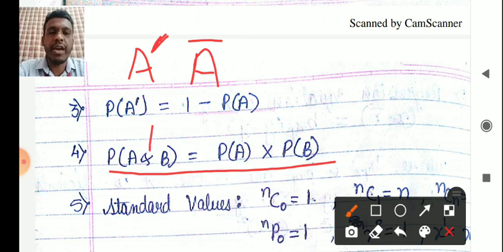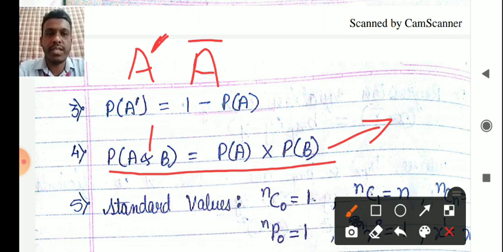So probability of A into probability of B. This represents only disjoint sets. I'll come back to it when I'm solving these problems. I'll take those, what are disjoint sets.